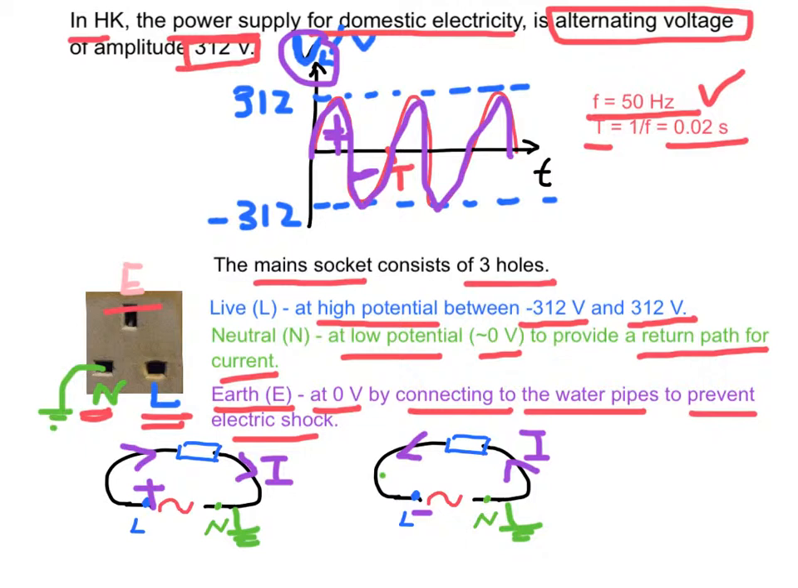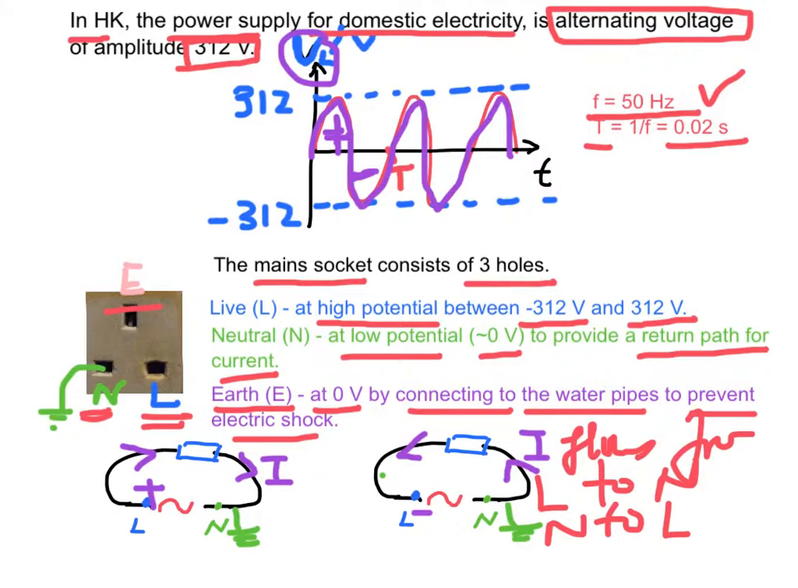Notice that in normal situation, current flows from L to N or from N to L only. There is no current passing through the earth hole.